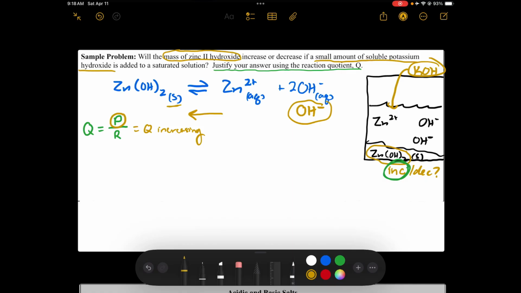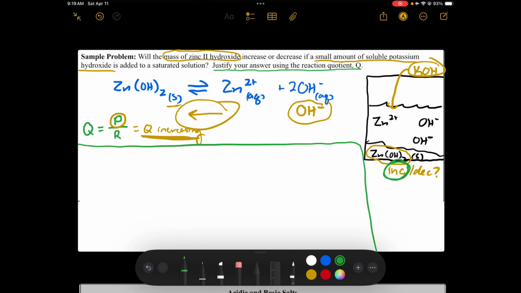When I get an increase in Q as compared to K, we know that my reaction will shift backwards because as it's moving toward its new equilibrium, it's trying to get back to K. So, as a result of increasing my Q, I move backwards. I left shift. So we have to say that in our explanation. All right? So let's write all of that out very nicely and neatly.